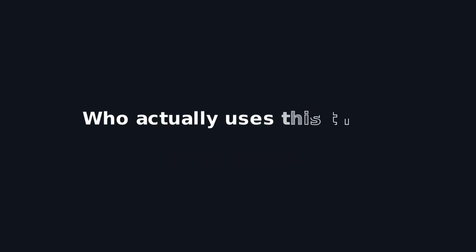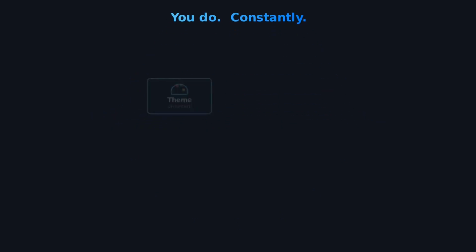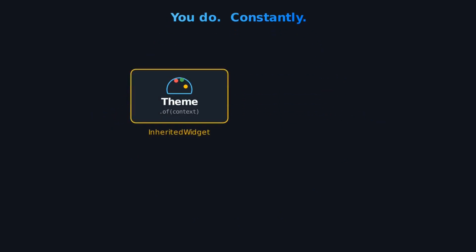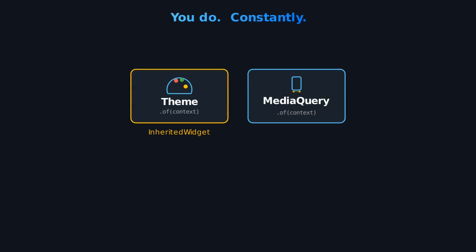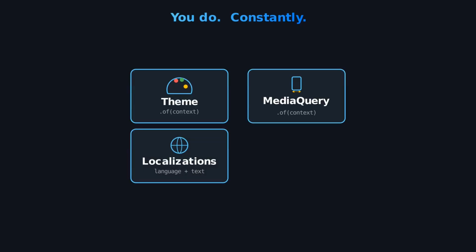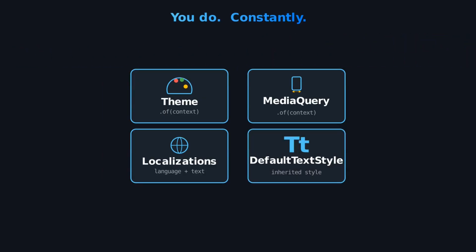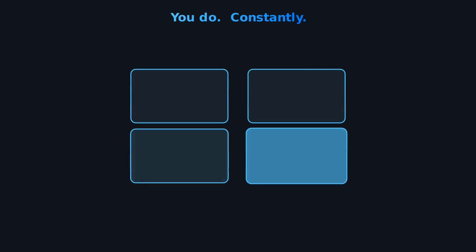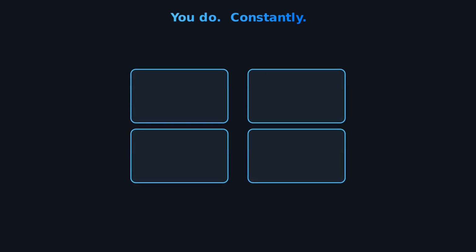Now, who actually uses this thing? You do. Constantly. Theme.of(context)? That's an InheritedWidget handing you your colors. MediaQuery.of(context)? InheritedWidget again, serving screen sizes. Localizations, Navigator, Focus, even DefaultTextStyle. The Flutter framework is absolutely stuffed with them.